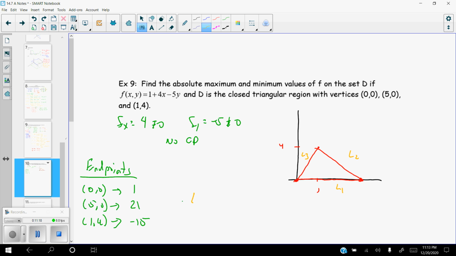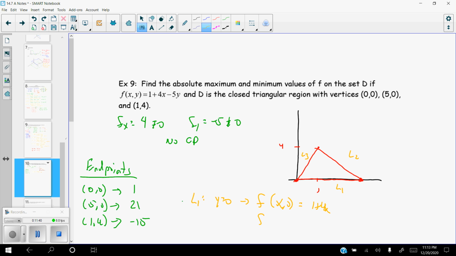The first line is the one that's on the x-axis, so that's y equals 0. So that means we're going to have a function of (x, 0). And the function of (x, 0) is going to be 1 plus 4x.